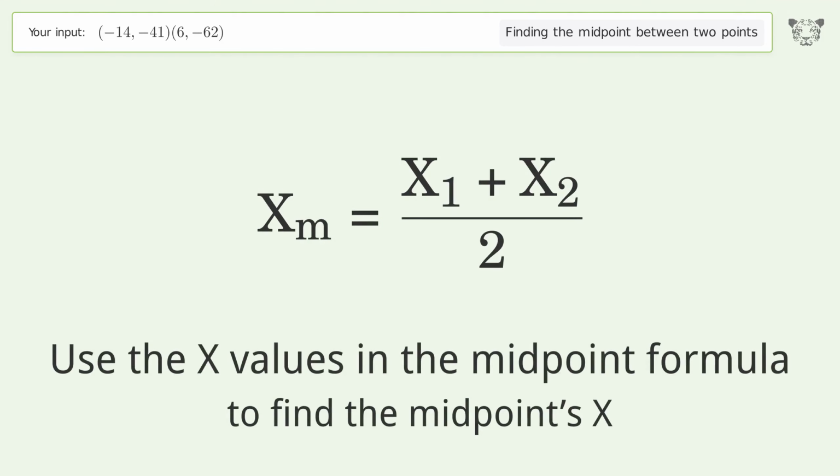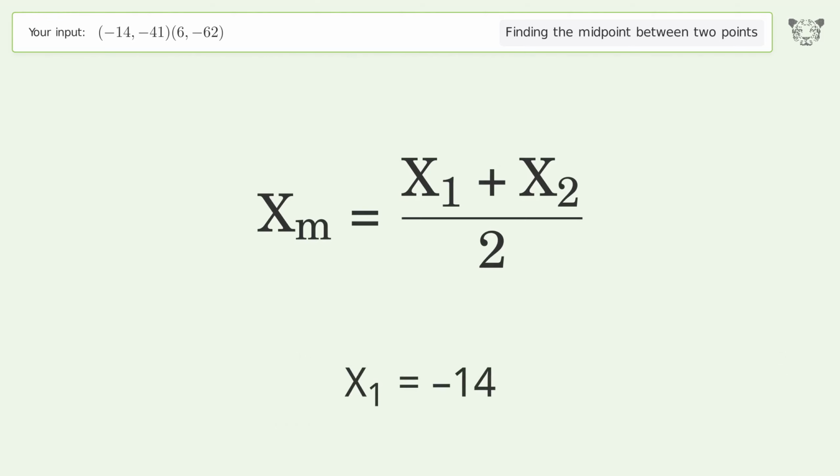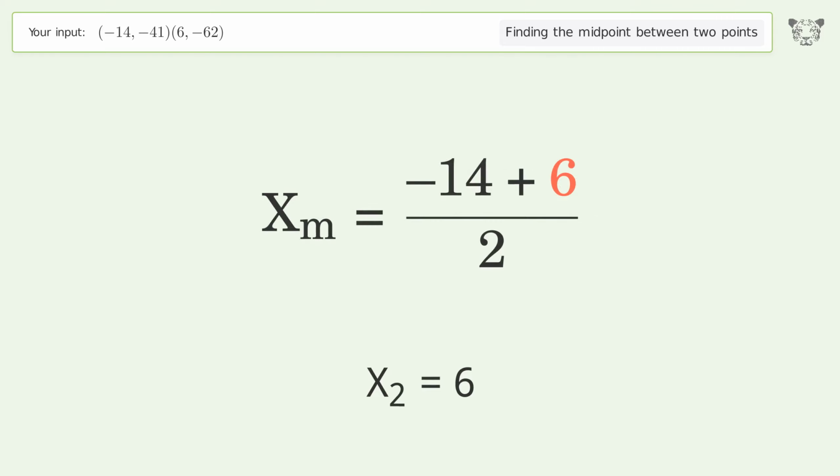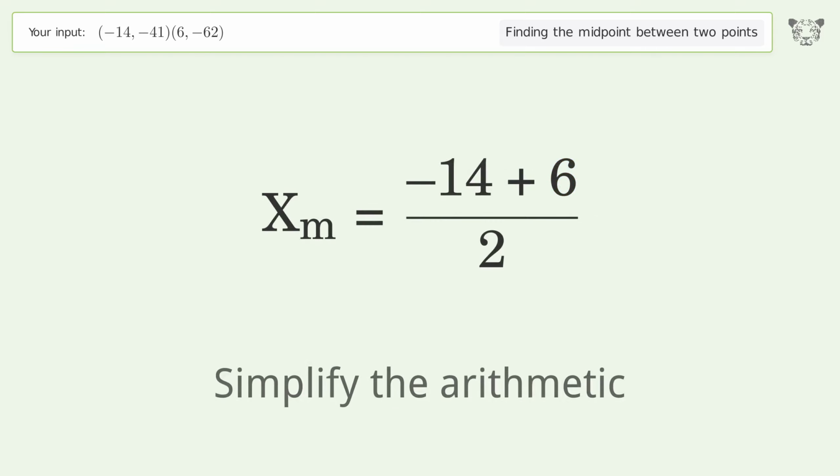Use the x values in the midpoint formula to find the midpoint's x. x1 equals -14. x2 equals 6. Simplify the arithmetic.